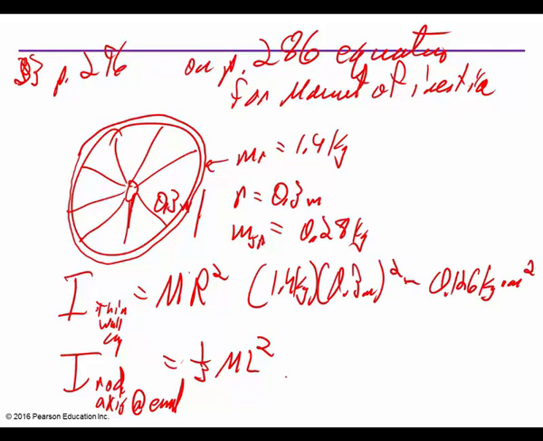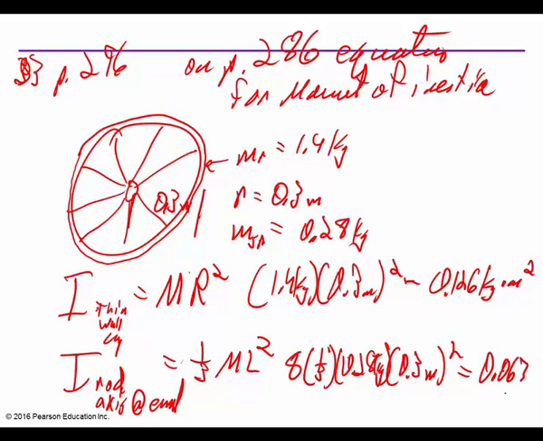For the rods, now hang on a minute. How many rods are there? Very good, 8. So you've got to multiply 8 times 1/3 times 0.28 kilograms times 0.3 squared. That didn't change. And you get an answer of 0.067. Notice it's not very much. And that's kilogram meters squared.